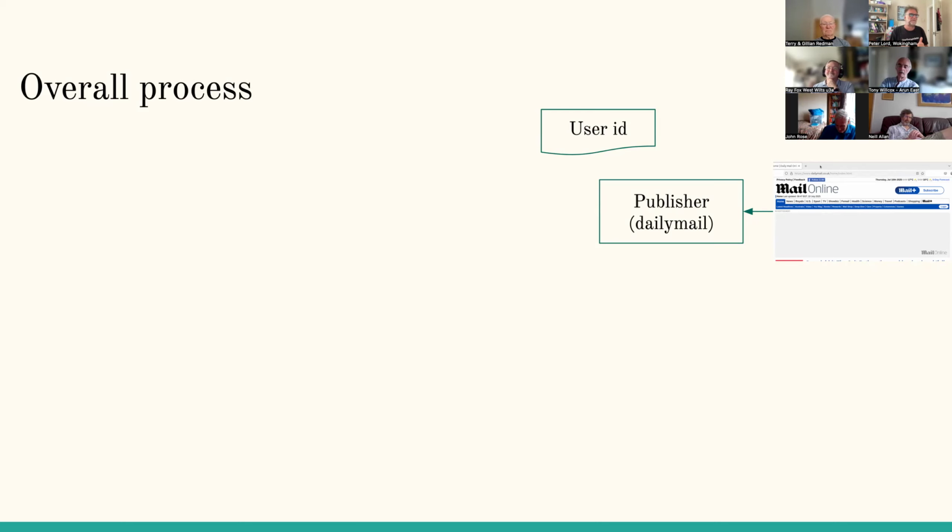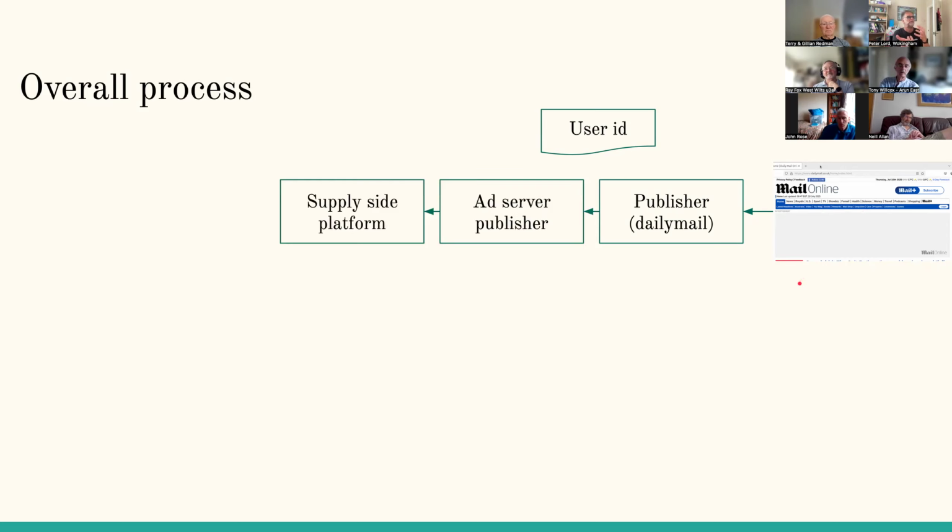So the first problem to solve is identifying who you are. Now, the publisher is connected to what's called the supply side platform. The supply side is where the adverts are served from. And the supply side platform has this huge database associated with it. This is the database of everything it can find out about you personally.